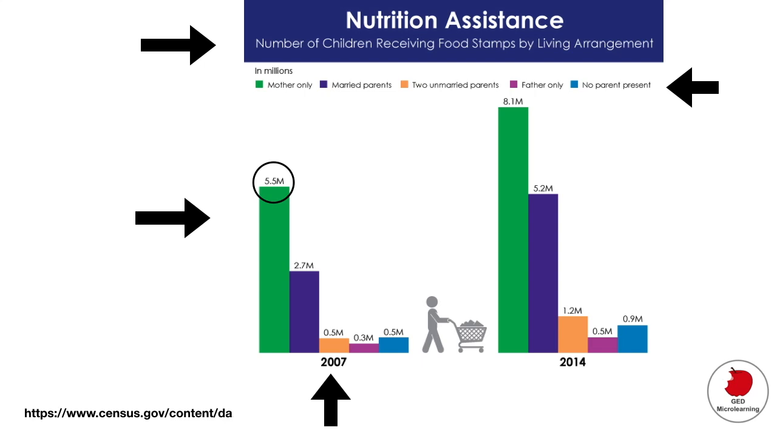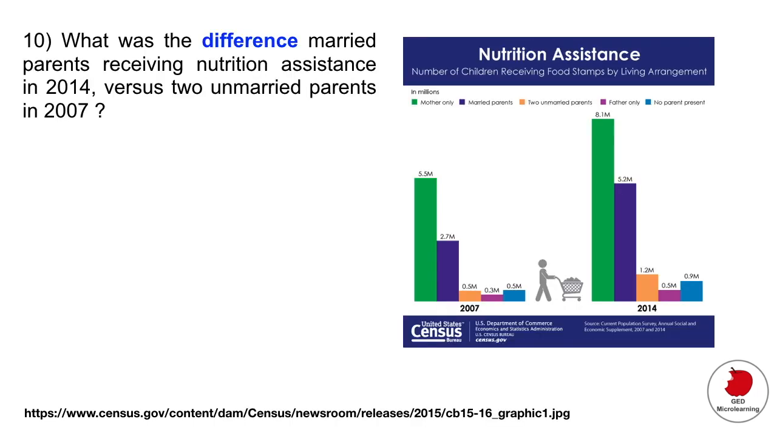And then here on the top, we have our legend, which is telling you what each of these bars represents. Okay, so for example, the green bar represents a household where there's only a mother. The purple represents a household where the parents are married, and so forth. Okay, so the question says, what was the difference between married parents receiving nutrition assistance in 2014 versus unmarried parents in 2007? So let's look at the first part of the equation.